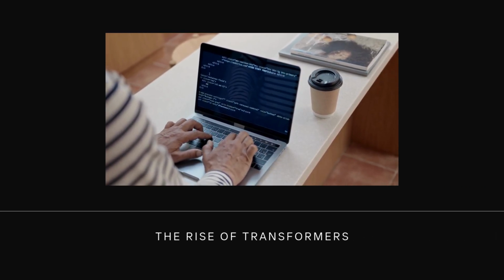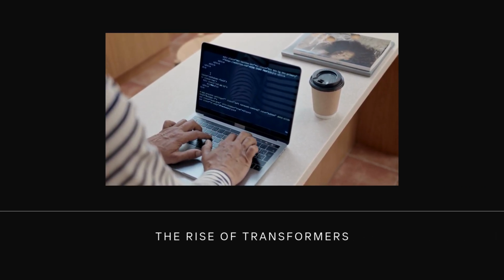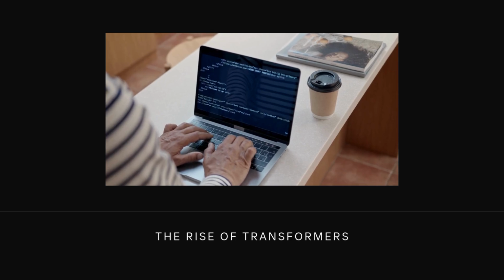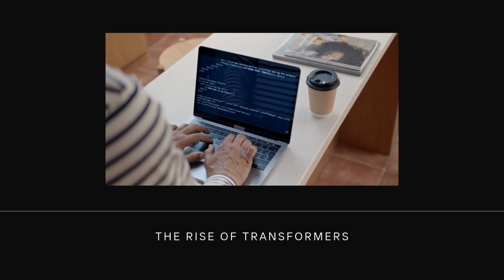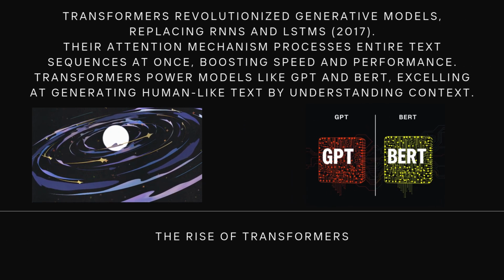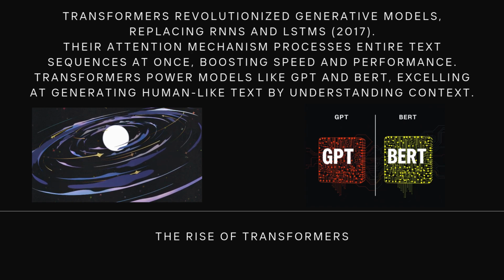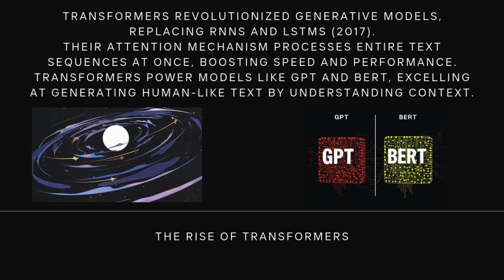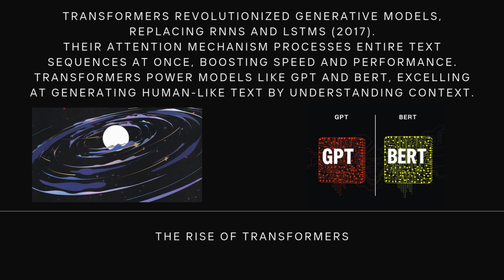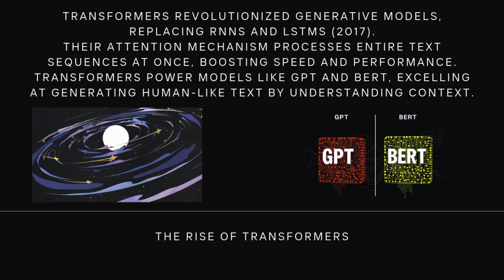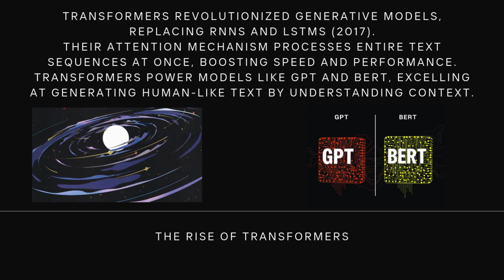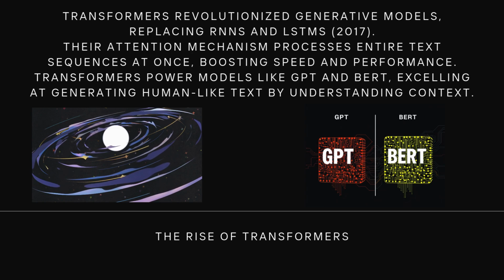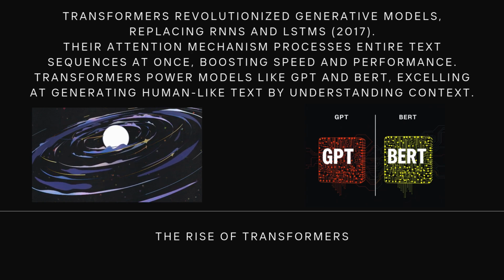The rise of transformers. Transformers have been a game changer in the development of generative models. Introduced by Vaswani et al. in 2017, transformers replaced recurrent neural networks, RNNs, and long short-term memory networks, LSTMs, as the dominant architecture for NLP tasks. What makes transformers unique is their attention mechanism. Unlike previous models, transformers can analyze entire sequences of text simultaneously rather than processing data sequentially. This parallelization significantly accelerates training and enhances performance, allowing transformers to handle large-scale datasets efficiently.